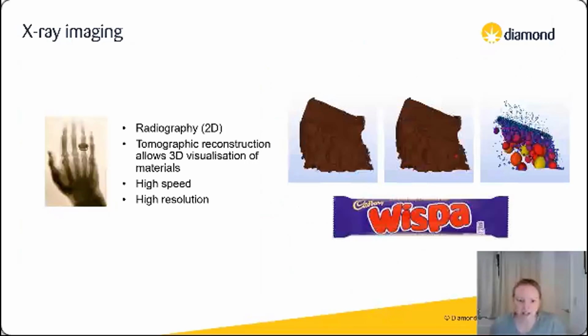The last group of techniques I'd like to talk to you about is X-ray imaging. So this is radiography or three-dimensional tomographic imaging, which can be reconstructed to get complex internal structures of materials.